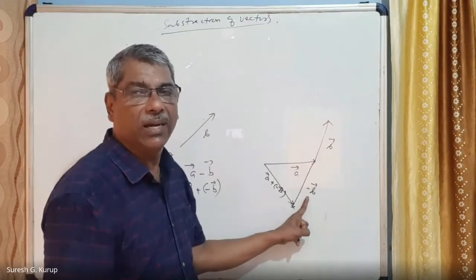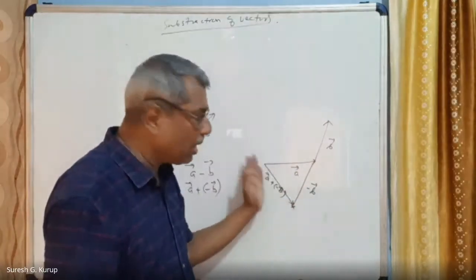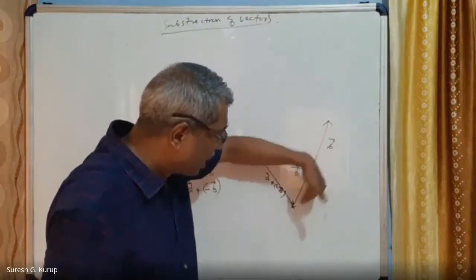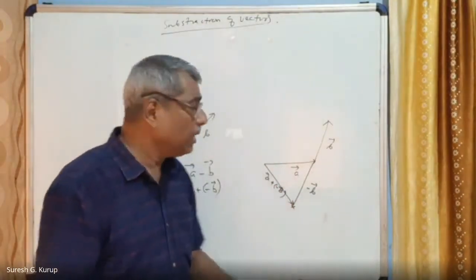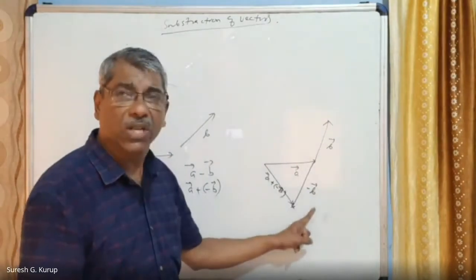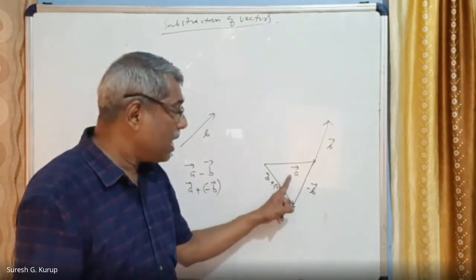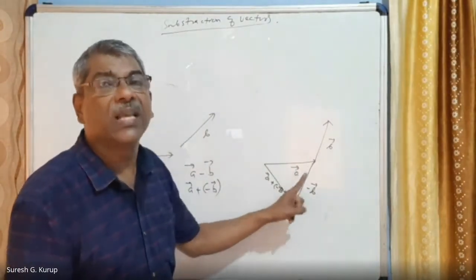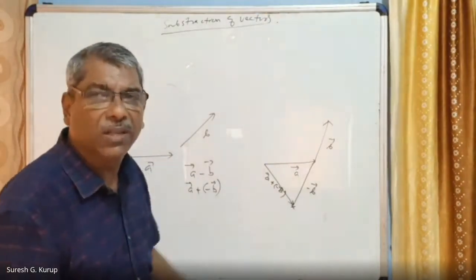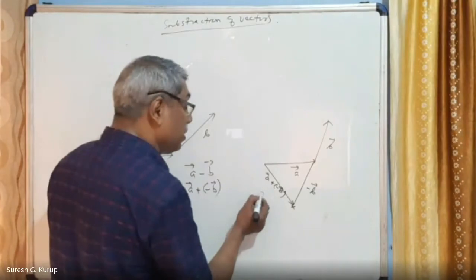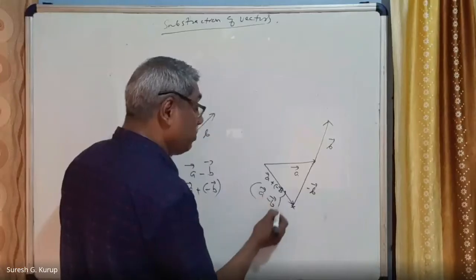They are adjusted as the two sides of a triangle taken in order, because this one ends where the other starts. Then the third side taken in the reversed order will be the resultant of these two vectors. What is the resultant? Vector A plus vector minus B, which is equal to A minus B. Vector A minus vector B, you got.